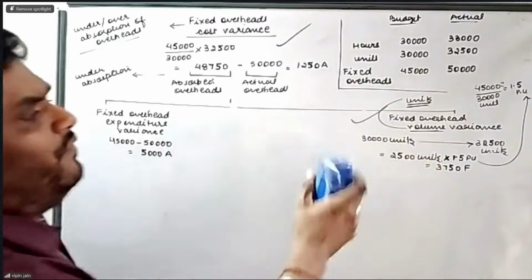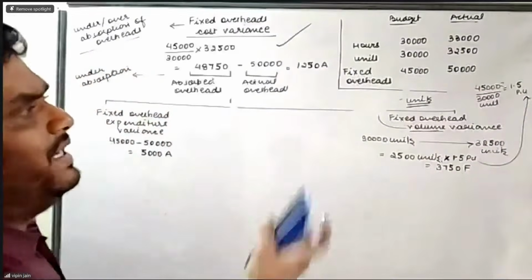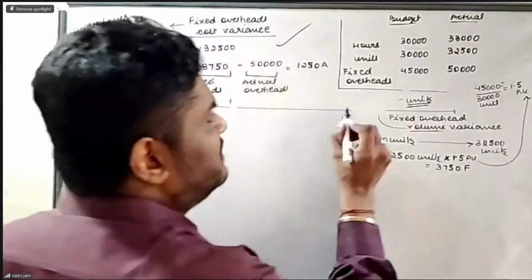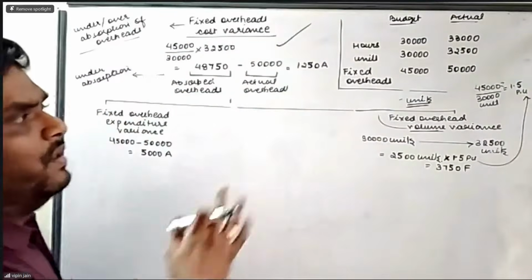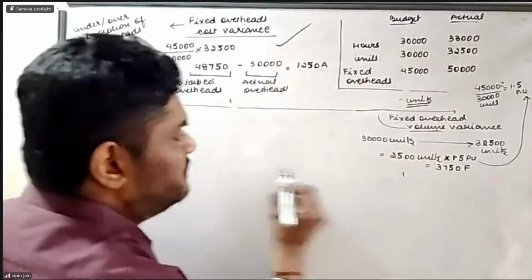If it is volume variance, straight away we can calculate volume variance also. That is 30,000 units we were supposed to manufacture and we manufactured 32,500 units. So 2,500 units extra. So if this is the question, in the calculation there will be no change.